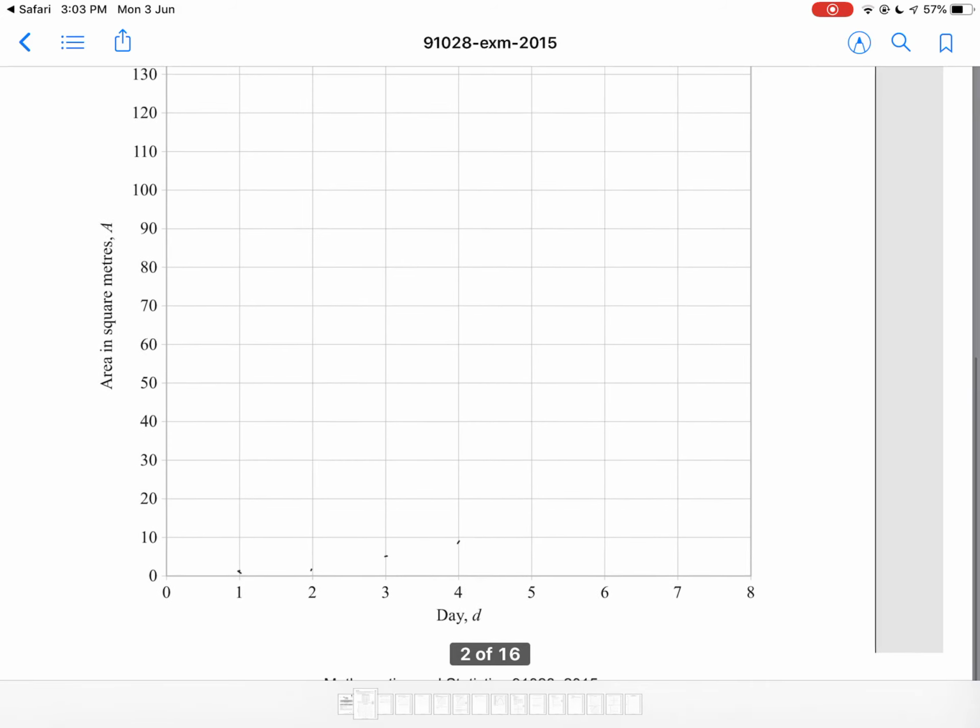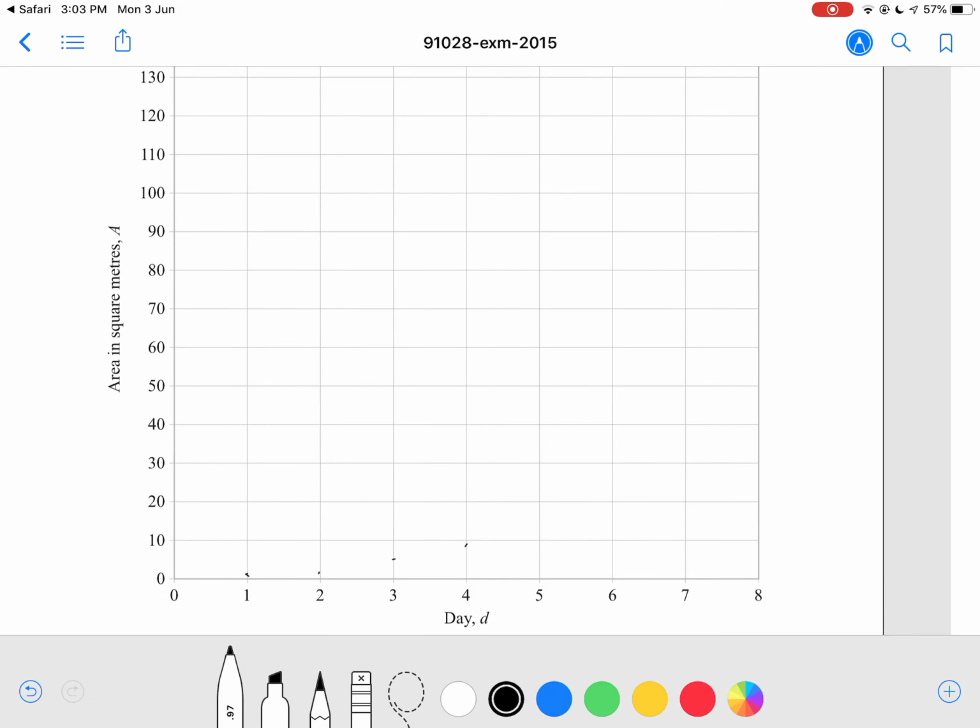On day 5, 16. So 16 should be around here. Day 6 will be 32, so be around here. Day 7 will be about 64, which is about here. And day 8 will be all the way up here, 128. So now all we have to do is we'll just connect these dots to make an exponential graph, okay? So it should look something like this.